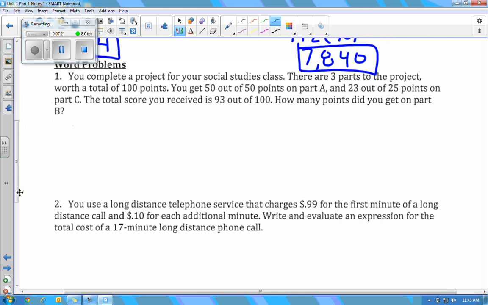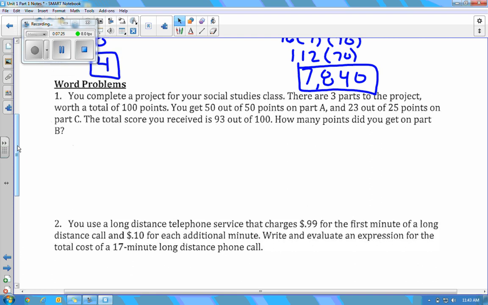Scrolling down, we now have a couple of word problems. So it says you complete a project for your social studies class. There are 3 parts to the project with a total of 100 points. You get 50 out of 50 on part A, 23 out of 25 on part C. The total score is 93. How many points did you get on part B? So I've got 50 on part A, I've got 23 on part C, and I have no idea what I got on B.